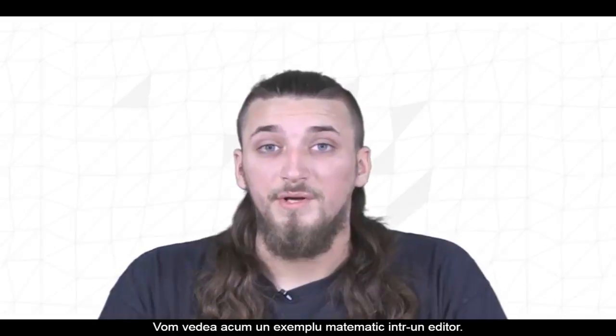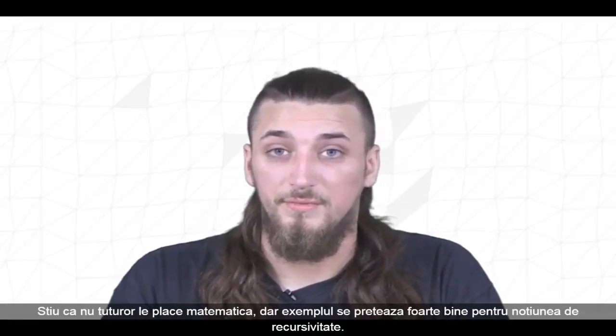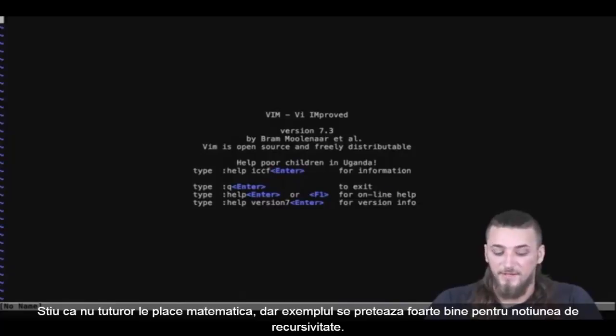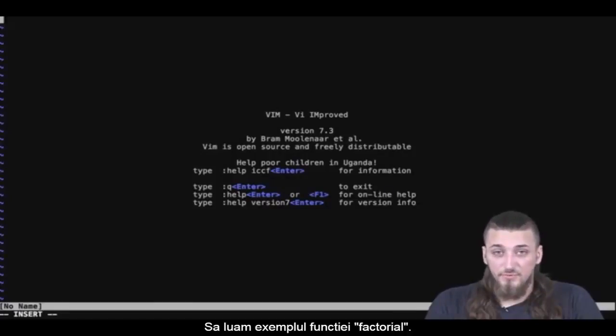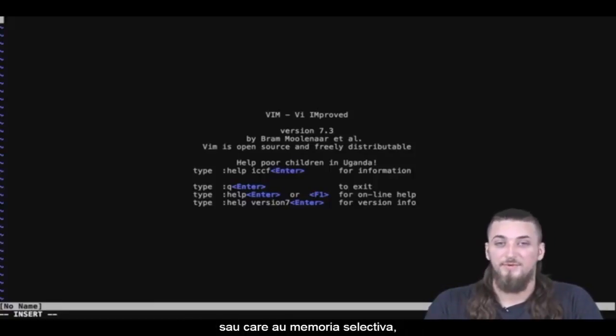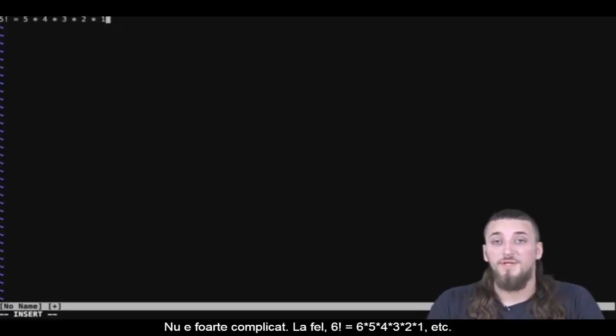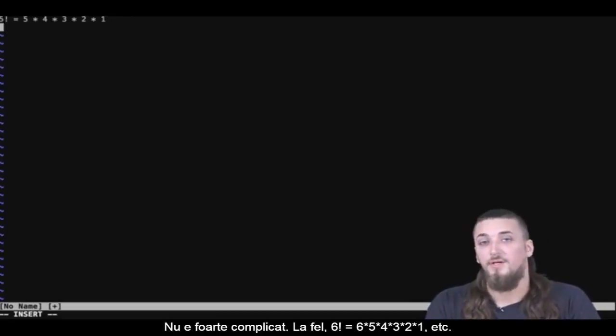Now, let's check out a small mathematical example on Vim. I know everybody's not a fan of math, but in case the example is appropriate, let's talk about factorial functions. For those of you who haven't done math in a while, or those that have a selective memory, a factorial function can be written as follows. Factorial 5 equals 5 times 4 times 3 times 2 times 1. x equals multiplication. Same goes for 6: 6 times 5 times 4 times 3 times 2 times 1. I'm sure you get it.